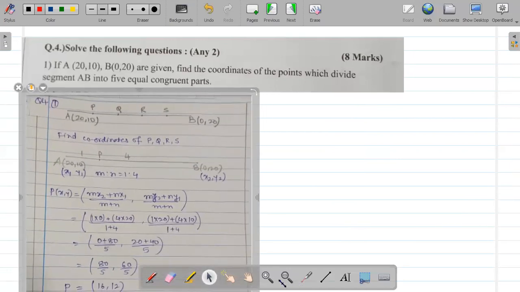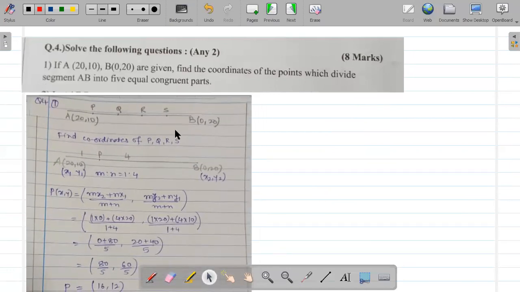So just check, everyone, you can start by drawing out this diagram, drawing out 4 points so that there are 5 equal partitions. Check, this is the first one, second, third, fourth, and fifth. So there will be 4 points like that, and we are asked to find the coordinates of the points P, Q, R, S. So 1 mark each.